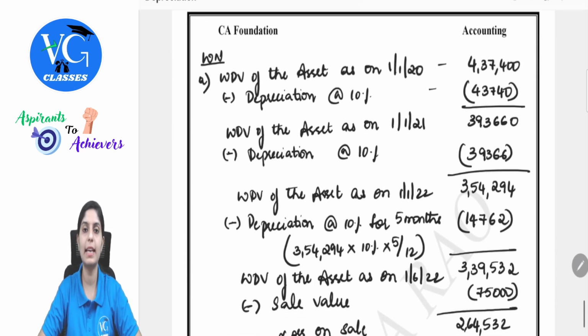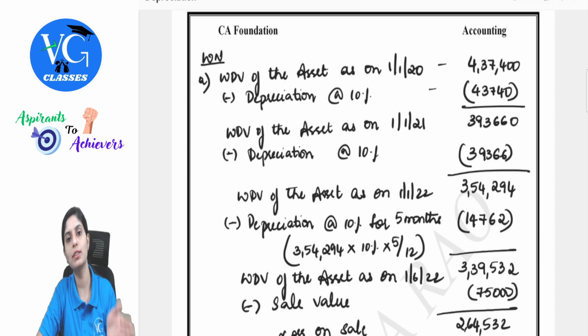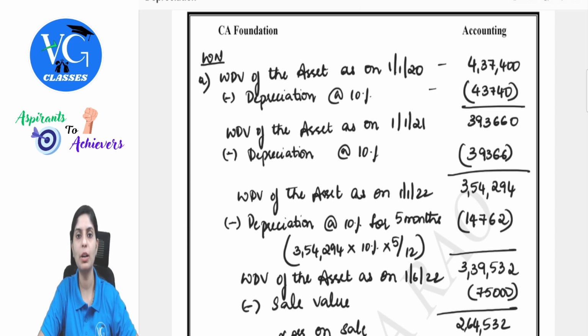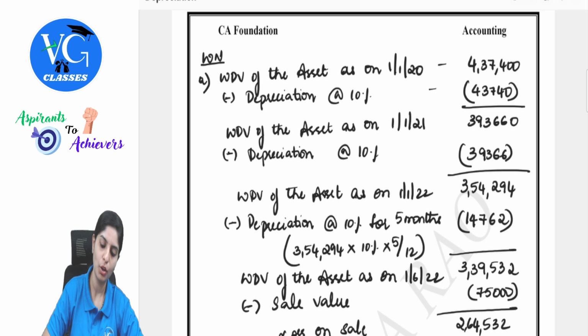Remember guys, we did this calculation because we wanted to know what is the WDV of the asset as on 1st June 2022. Because we need to compare this with sale value and then find out profit or loss. So don't you think for the year 2020 and 2021, the transaction with respect to depreciation would have already been recorded. So the question is clearly asking us to prepare it for 2022. That means we will have to record the transaction with respect to 2022. So in 2022, if you observe, we have depreciation which needs to be recorded and sale with respect to loss on sale.